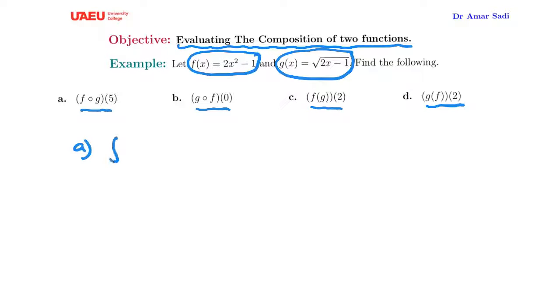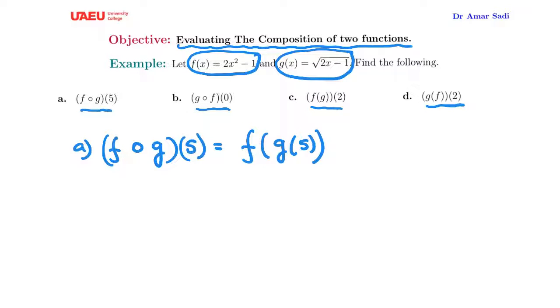First one is I want to find f of g of 5, like this. So what I want then is f of g of 5. First thing, we'll do this in 2 steps. The first step then is to get the g of 5. So let me write here g of 5. So that will be the square root of 2 times 5 minus 1. So square root of 9, which is 3.